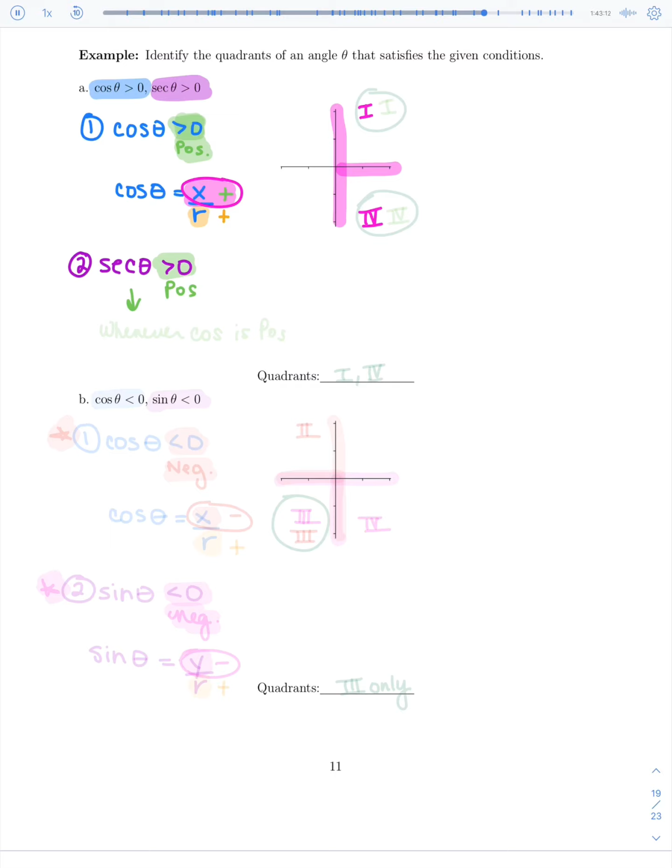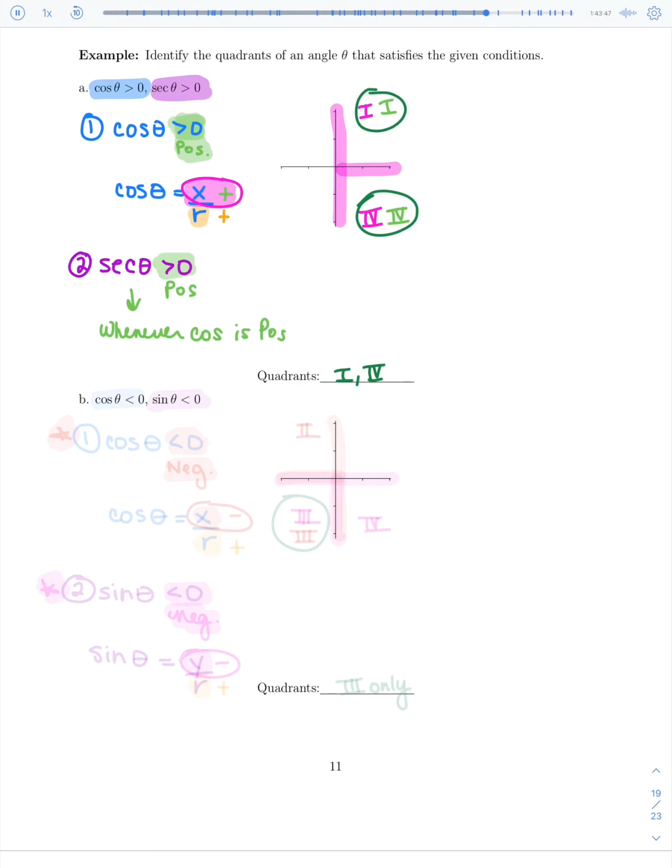So secant is positive whenever cosine is positive, which happens in quadrants 1 and 4. So the overlap is, when are both cosine and secant positive? They both are positive in quadrants 1 and 4. And that's it. Let's take a look at another one. Let's take a look at B.